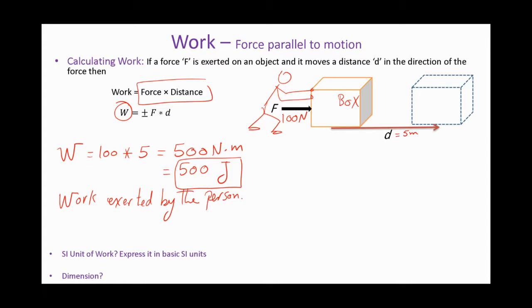But we need to ask ourselves, does all the 500 joule get delivered to the box? Does the box receive all the 500 joule? If there is no loss, it is totally received. Okay? Loss like what? Loss like friction, الاحتكاك.